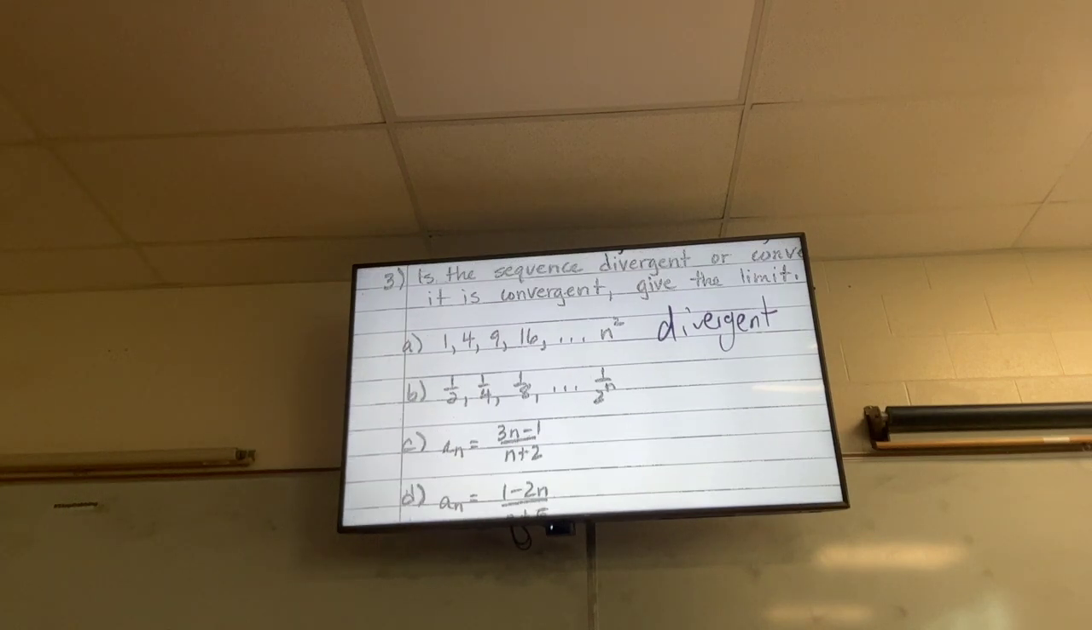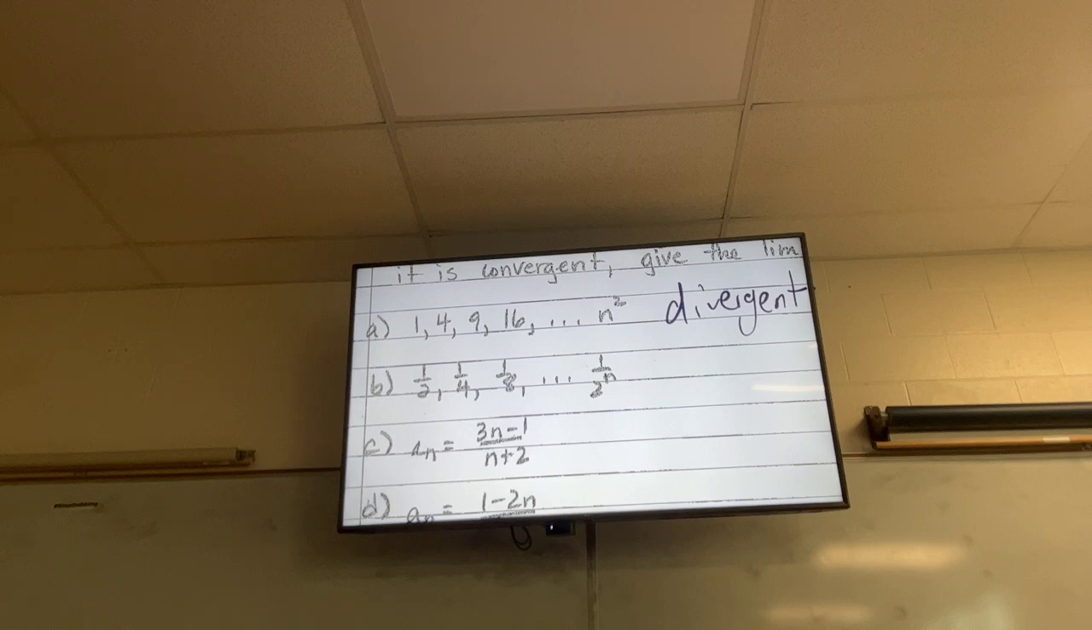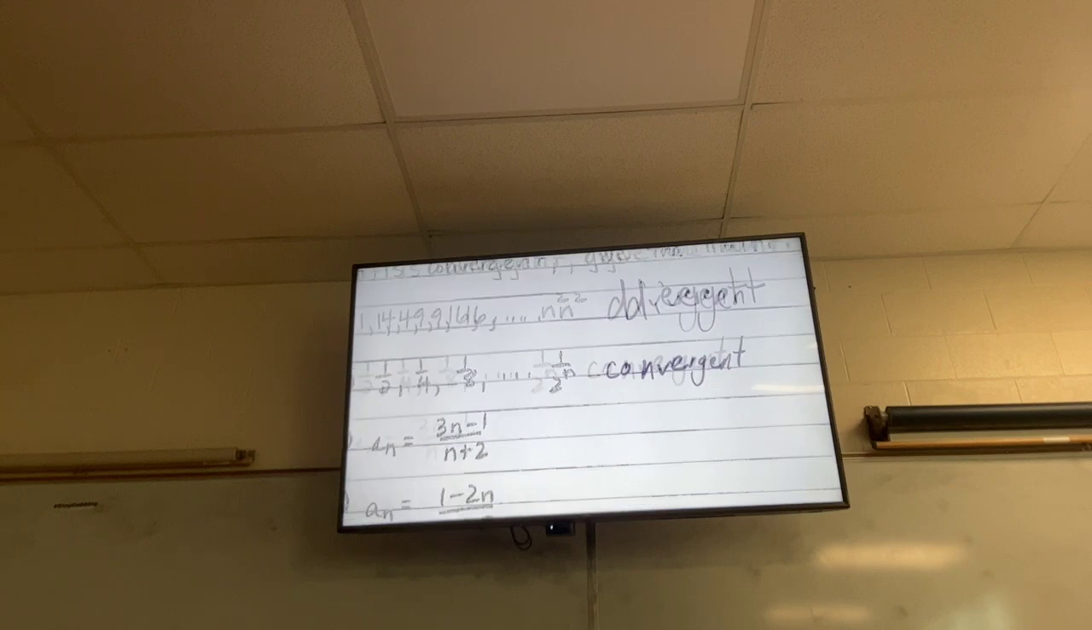What about this one? Is this one convergent or divergent? Why do you think it's convergent? It's close to 0. What's it going to get closer and closer to? 0. It converges to 0. Okay, are we okay with that? This is a really hard concept, so if you guys are getting it, good.